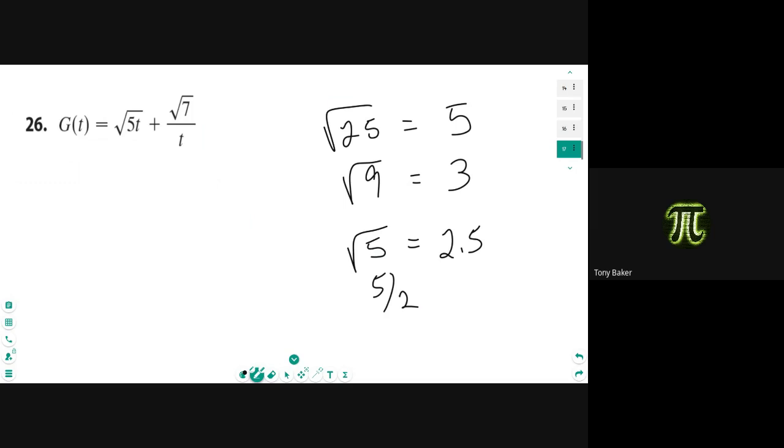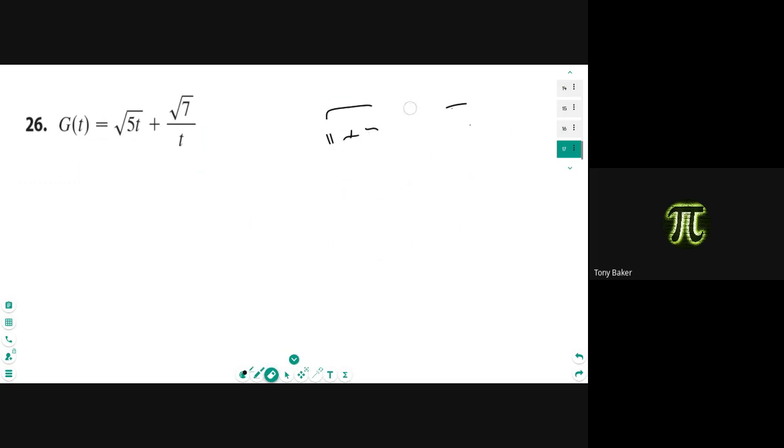Okay, so no, square root of 5 is not 2.5. It is just the square root of 5. Square root of 7 is not 3.5. It is just the square root of 7. You can't do it. It's a constant. It stays there. Even if you change it to the power one half, you still aren't dividing it by 2. It's 5 to the 1/2 power. It's not 5 divided by 2 or 7 divided by 2.